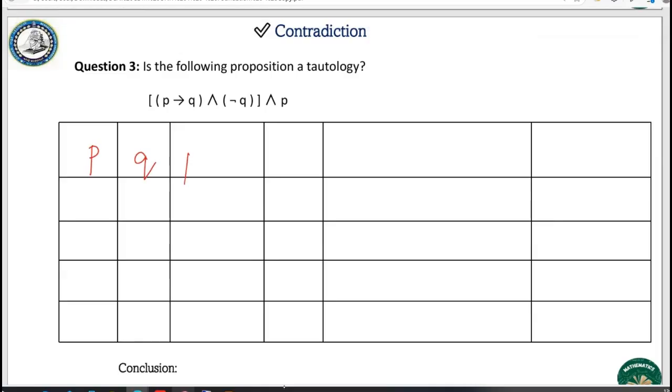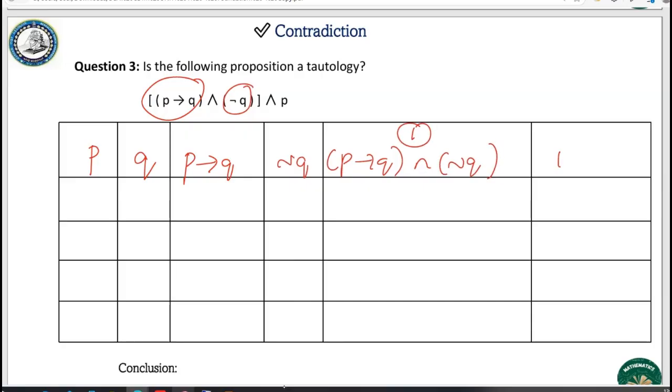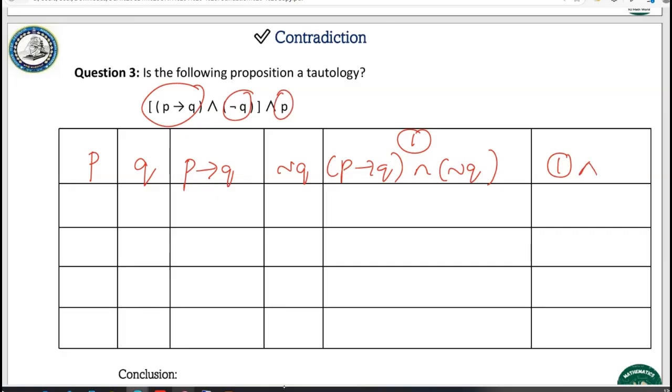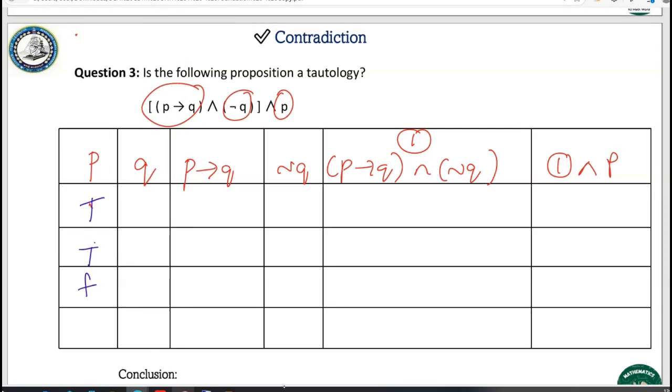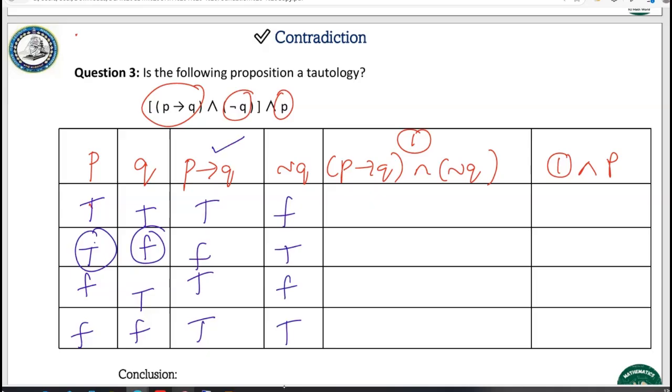Here we have P, Q. P implies Q is the first bracket. Then negation P will be here, and then this together: P implies Q and negation Q. We'll call this one, then one and P. Now we will check whether it is a tautology or contradiction. So it is T T F F, and then T F T F. The condition for implication is, if it is T and F, it is F, otherwise all the values are T. Then negation Q will be F T F T. Then you have to check for the second, third and fourth ones. And is T and T, it is T.